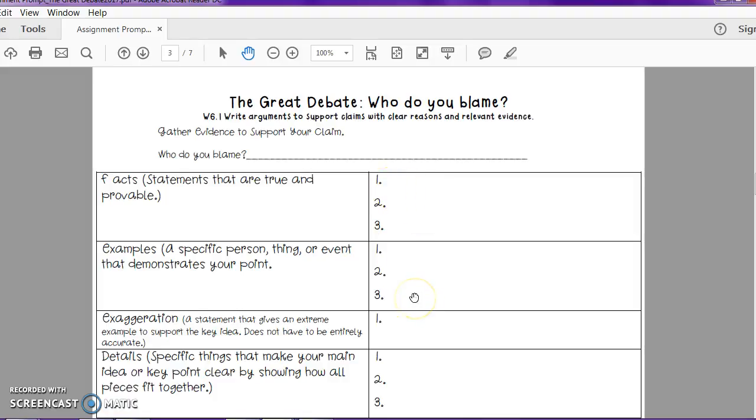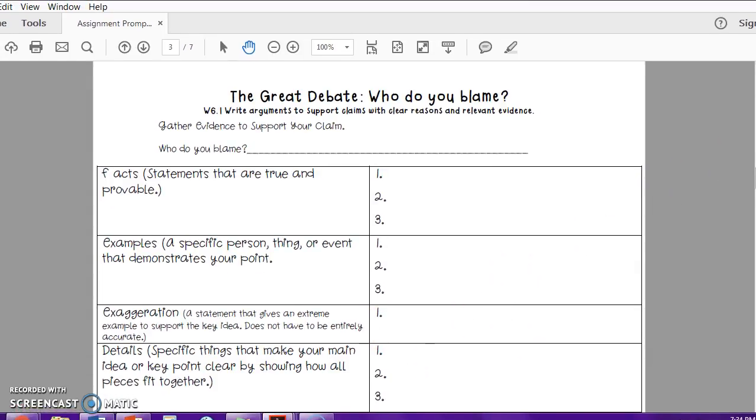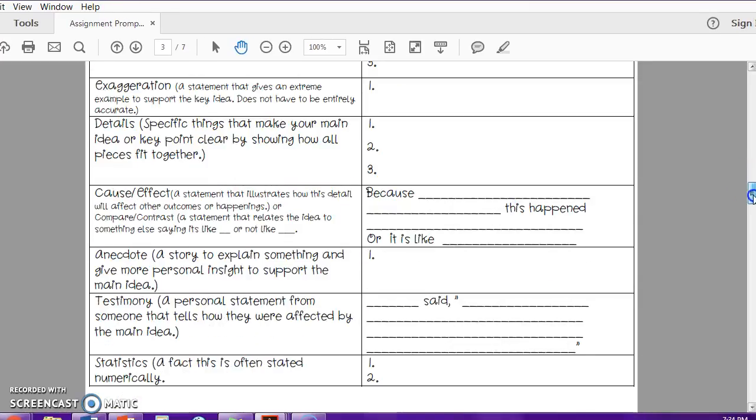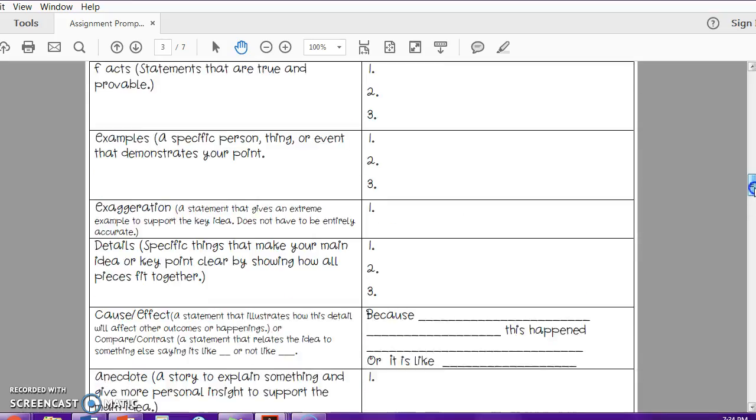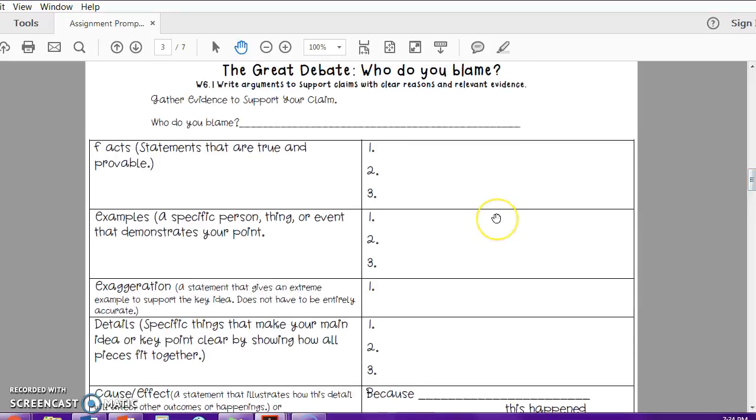I know that I've given you 1, 2, 3, and then I've given you 1 here, and if you scroll on down, I've given you different amounts of evidence to include. You can do as many or as few as you need so that you may be able to support your claim. So for example, you don't have to have 3 facts here. If you just have 2, that's fine. Move on. If you think of another one, you can always add. If you have 5 or 6 facts and you want to add all 5 or 6, put it on the back or use a separate piece of paper.